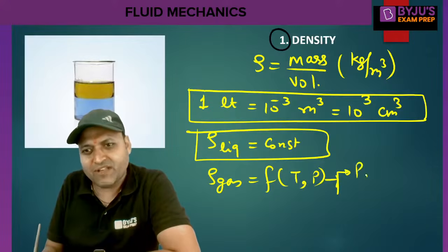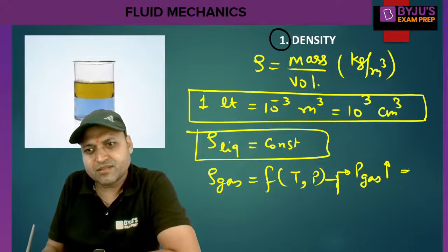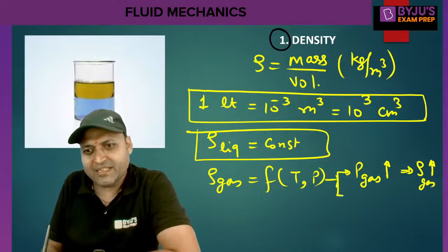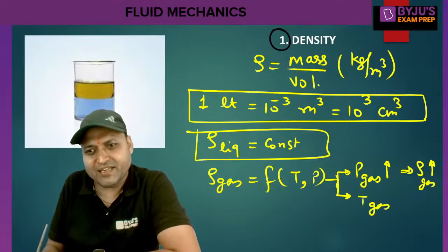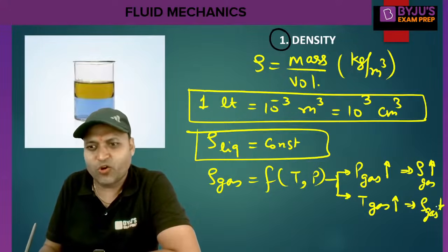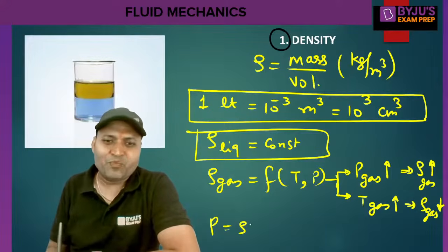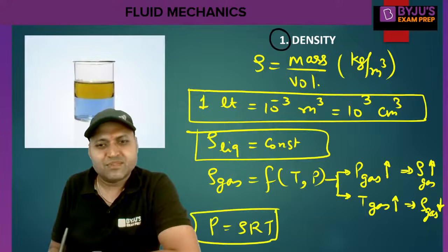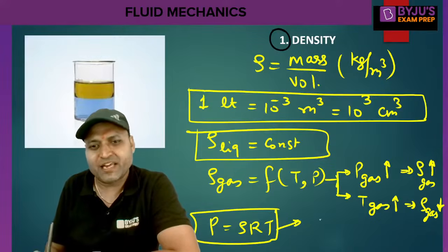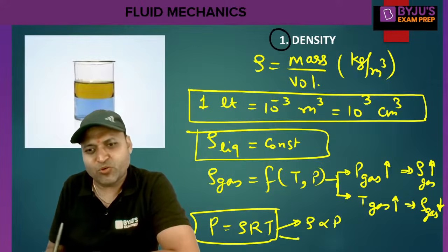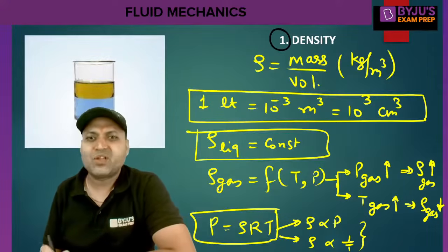As the pressure of the gas increases, density also increases. As the temperature of the gas increases, density of the gas decreases. I hope you know about this. You can remember from P is equal to rho RT, that is the ideal gas equation. From here we can say rho is directly proportional to pressure and rho is inversely proportional to temperature. That is how it varies.